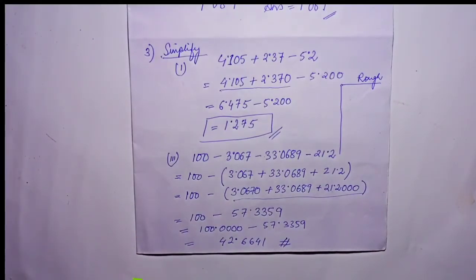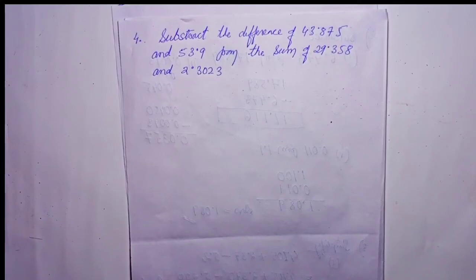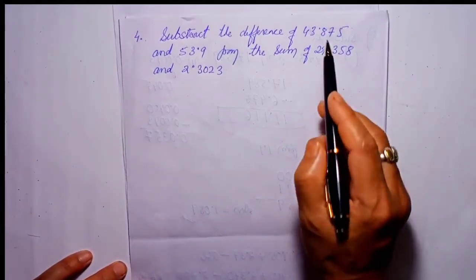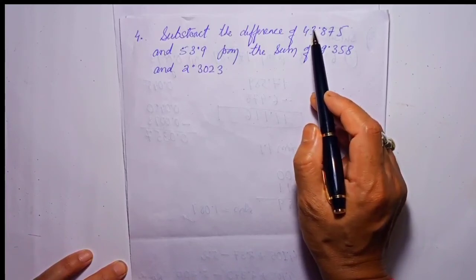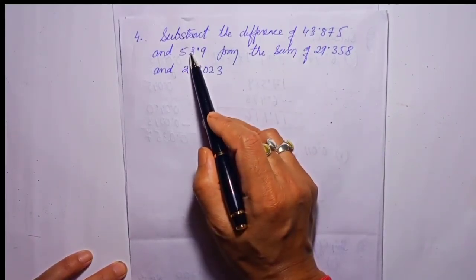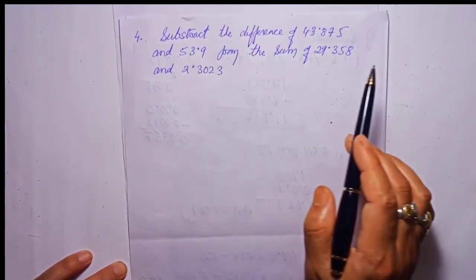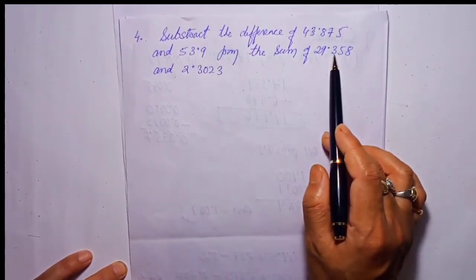Okay, now we are going to the last question of this part, that is question number 4. I'll write the question first. Okay, you see the question. Subtract the difference of 43.875 and 53.9 from the sum of 29.358 and 2.3023. Okay, at first you have to find the difference between this number and this number. After finding the difference, we have to subtract it from the sum of these two numbers.